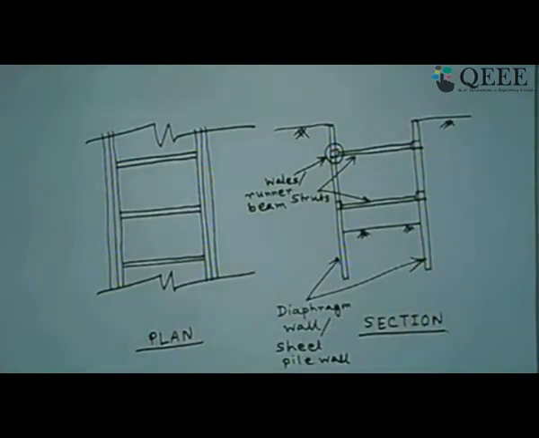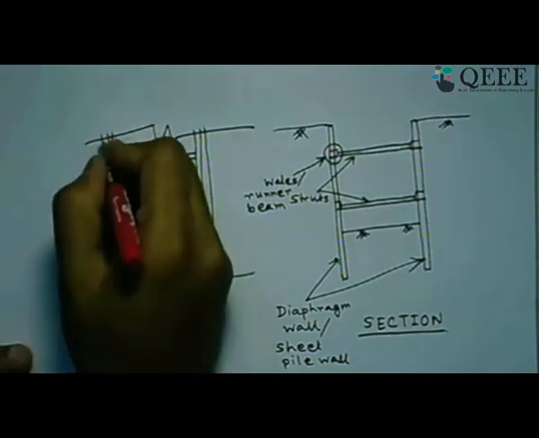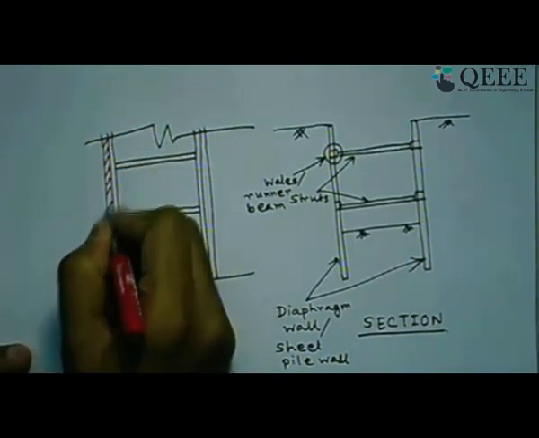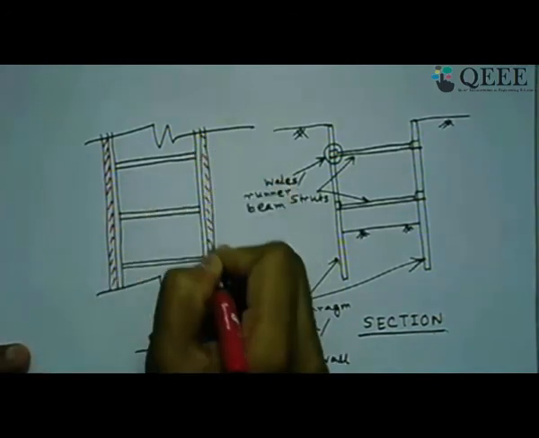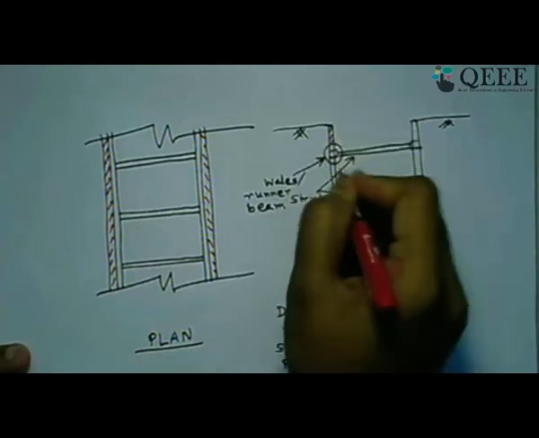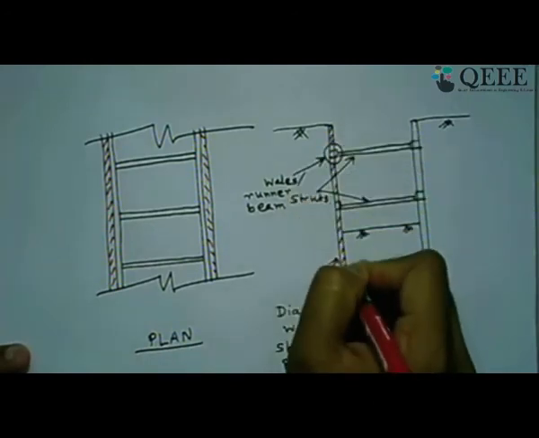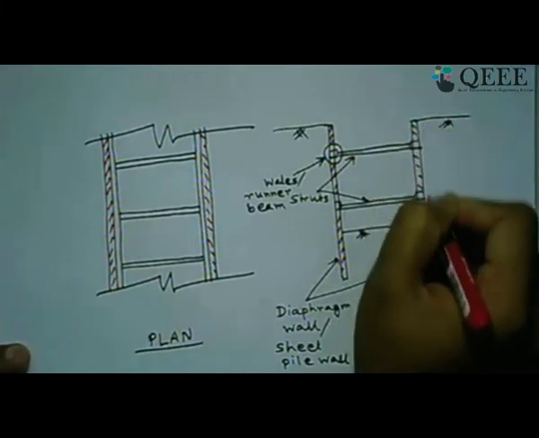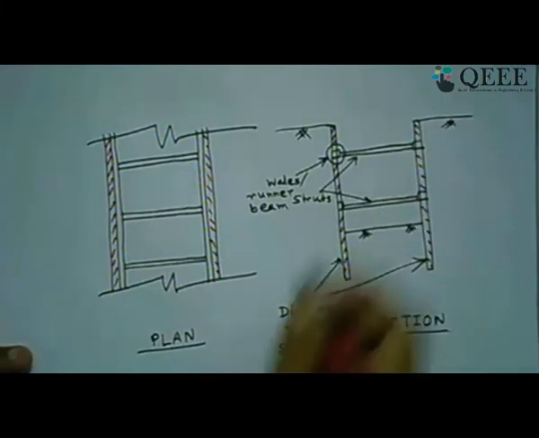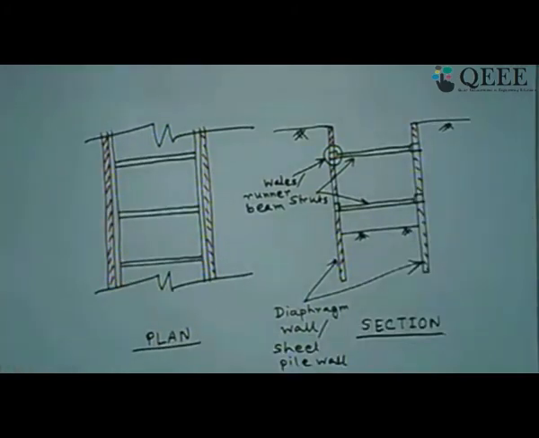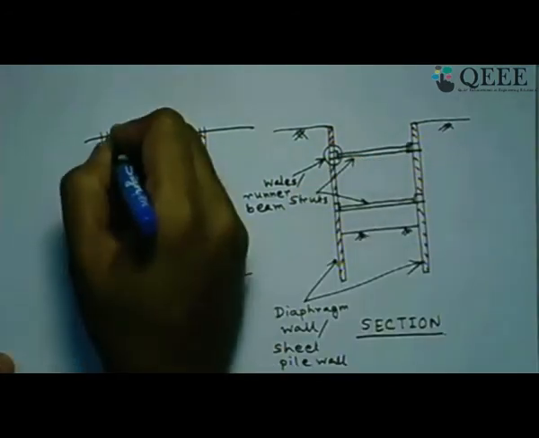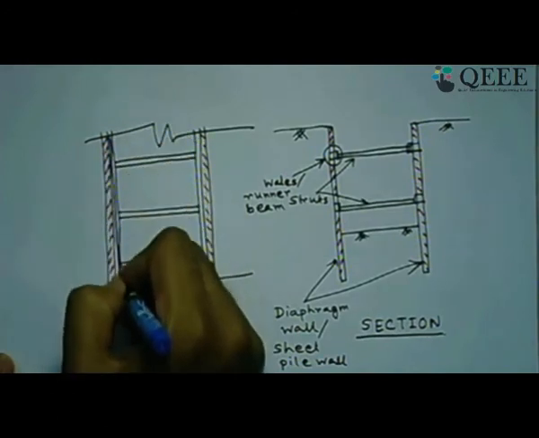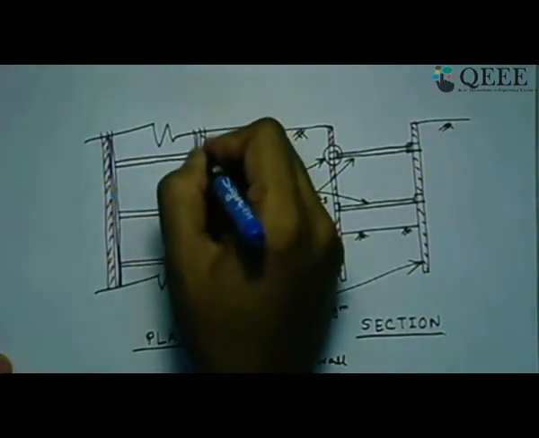If I put different colors over here so that it is easy to understand, this red color zone is my sheet pile wall or the diaphragm wall section. I have a strut here, and this small portion which is protruded here, this side and this side, that I can see as this one, which is a small portion of this wales or runner beam.